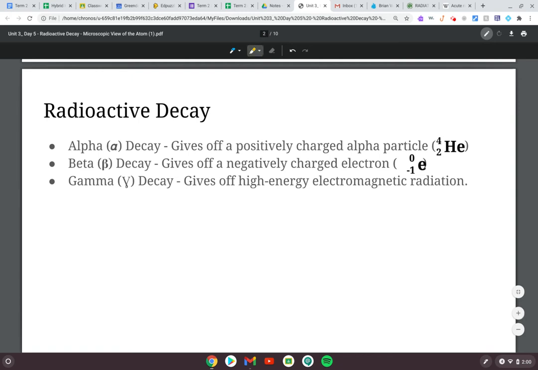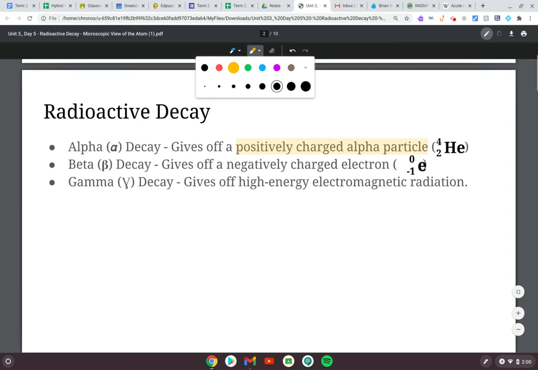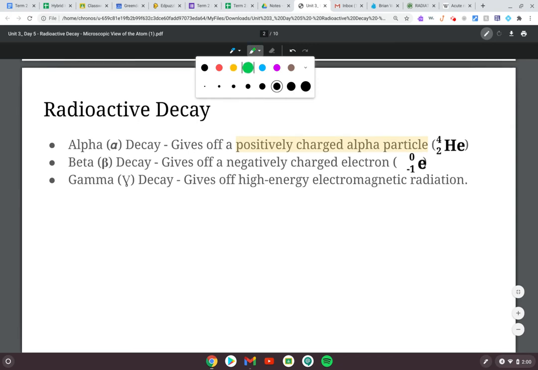So in alpha decay, it gives off a positively charged particle that's called an alpha particle. But in reality, it's the same number of protons and neutrons that a helium atom would have. So a lot of times we refer to alpha decay as giving off a helium atom as part of its decay process. Then there's beta decay, which will give off a negatively charged electron. And in the process of giving off a negatively charged electron, something else happens. And that something else is that a neutron is converted into a proton. So there's some energy given off there.